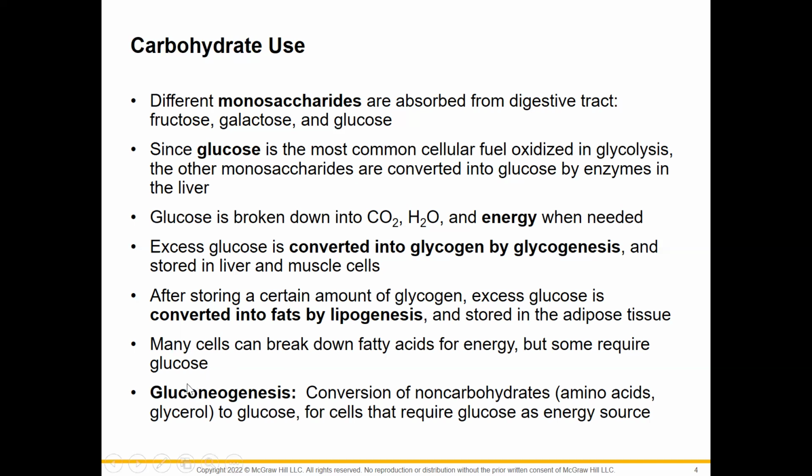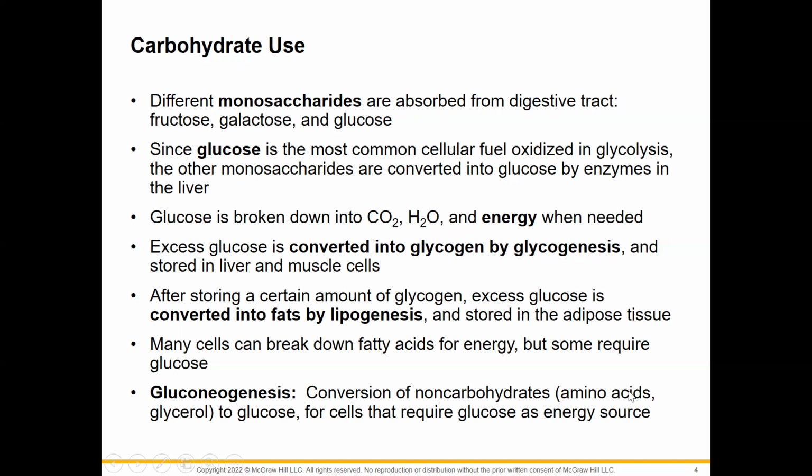Neo means new, right? Gluco means glucose. So this is the production of new glucose molecules, gluconeogenesis. This is how the body converts non-carbohydrates, so some other molecules outside of carbohydrates, in order to produce glucose. It actually converts things like amino acids.